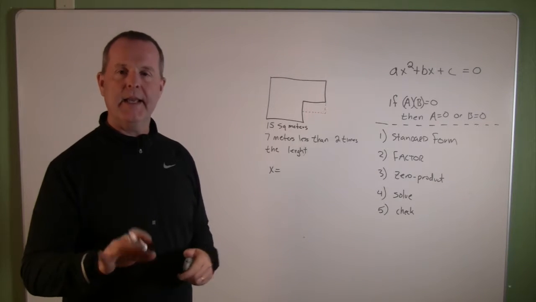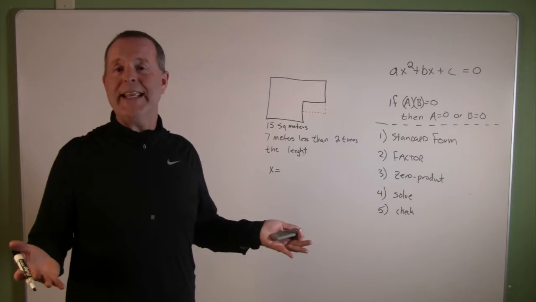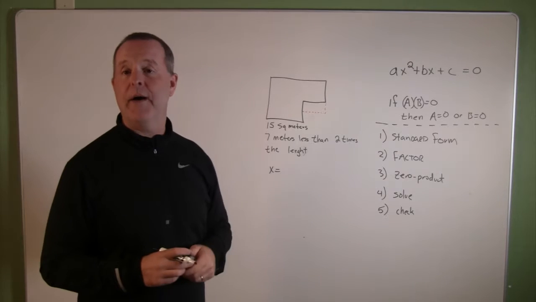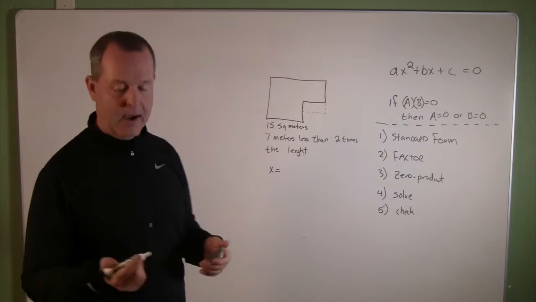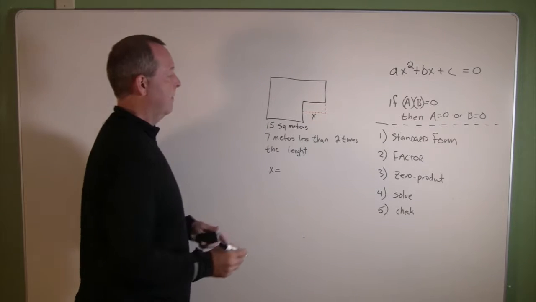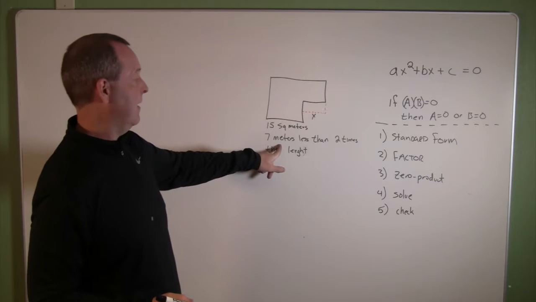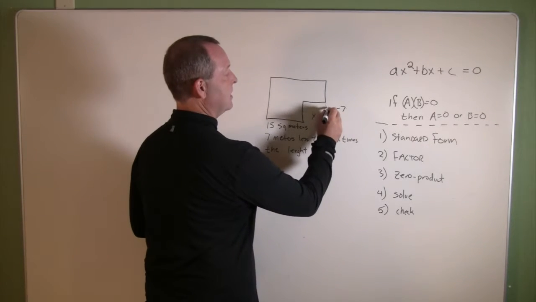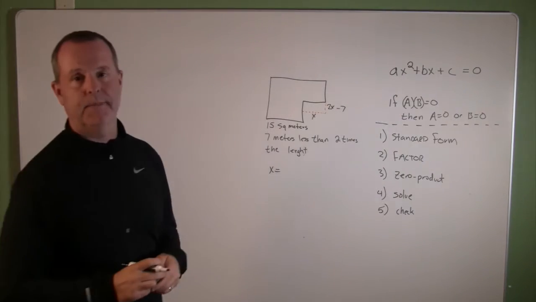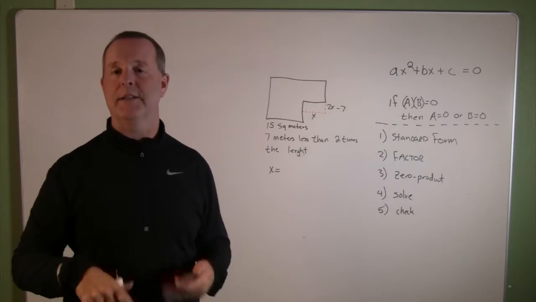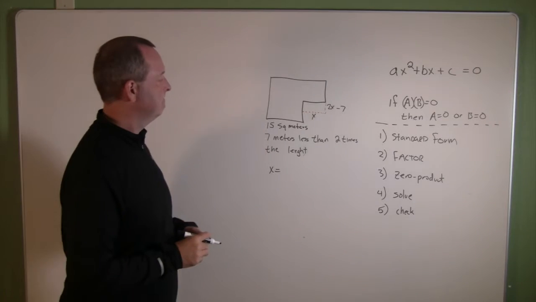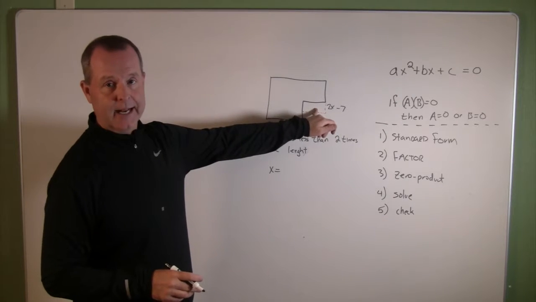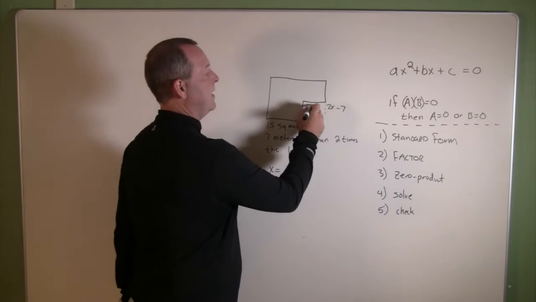So step one is, let's identify our variable. What is it that you know the least amount about? Do you know more about its length or more about its width? Well, we know nothing about its length, but we know its width in terms of its length. Its width is 7 meters less than 2 times its length. So I was able to write the other unknown in terms of the former unknown. Now I have the basic dimensions of this space, and I know that its area has to equal 15.